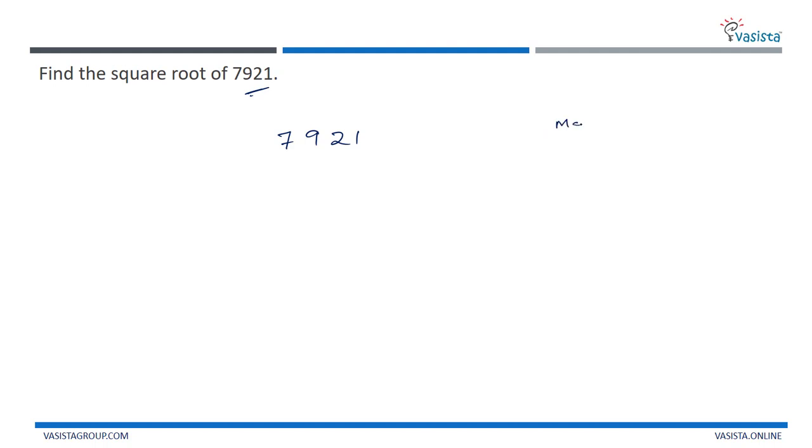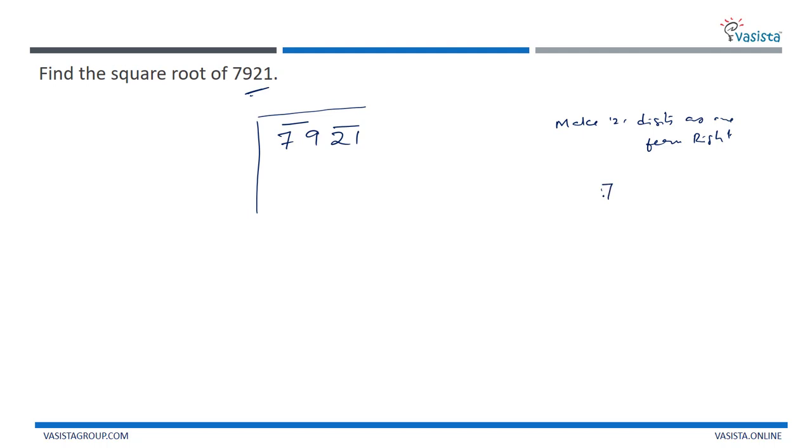Make two digits as one group, that you know, right? Make two digits as one group from the right side. So this will become 21 as well as 79. Then let us start working on this.